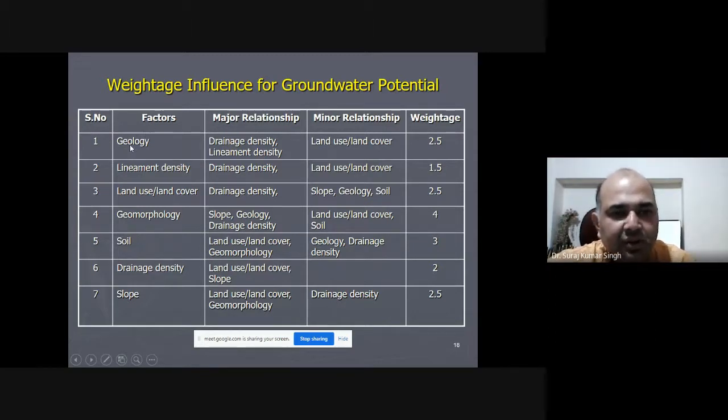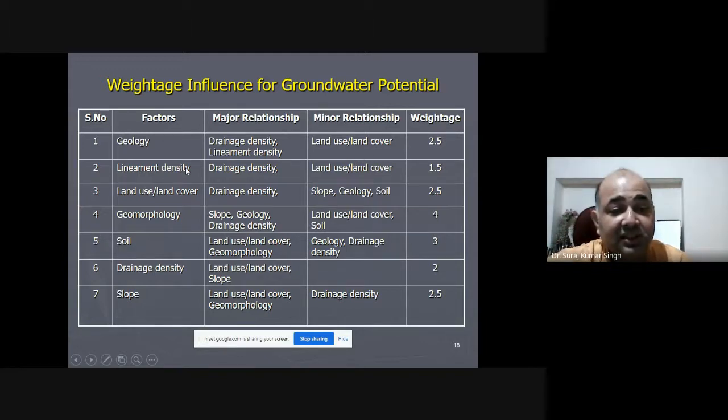When it comes to geology, drainage density and lineament are directly having a major relationship with geology, but land use land cover has a minor one. So if I give a weight of 1 and 1 to drainage density and lineament, that will be 2, and if I give a weight of 0.5 to land use land cover, that makes the weight 2.5.